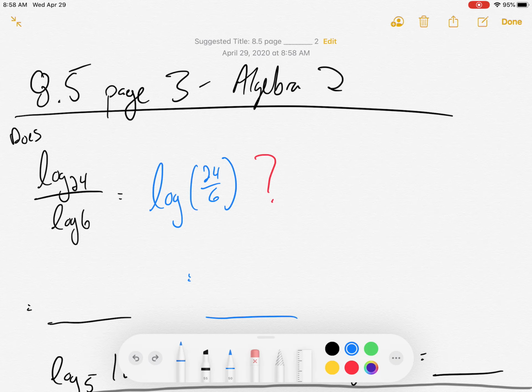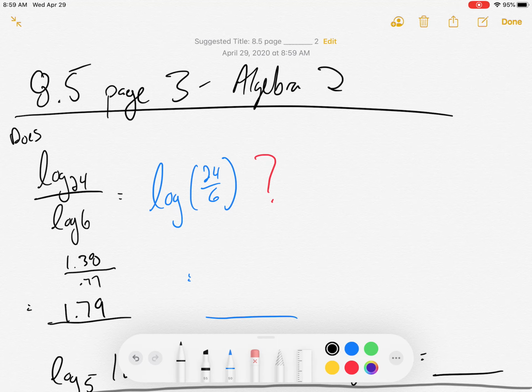For the first one, we're going to hit log of 24. Hit equals, and you should get 1.38 divided by log of 6. The log button is all the way to the right, 3 buttons down. Log of 6 is 0.77. So now clear this out and just do 1.38 divided by 0.77. You should get 1.79.